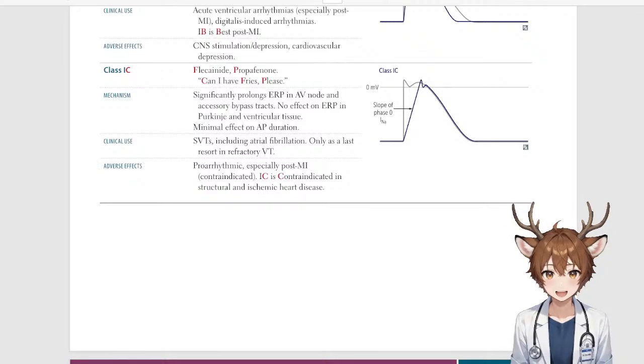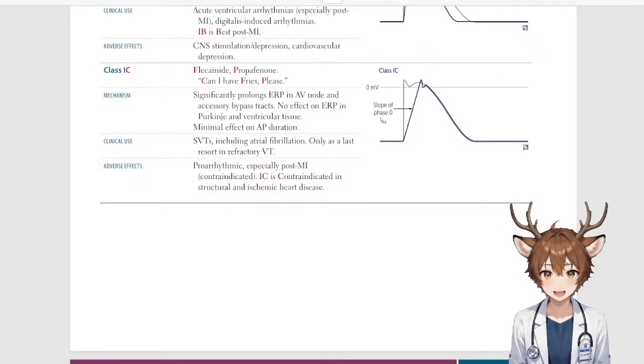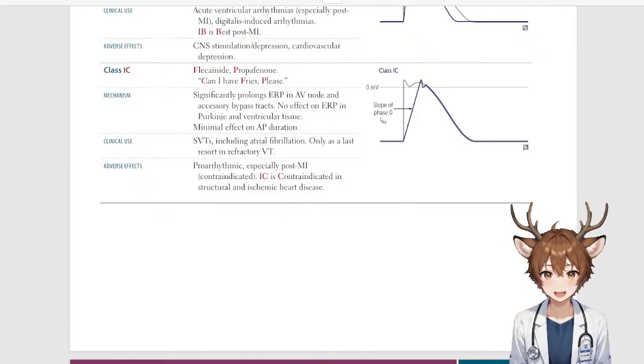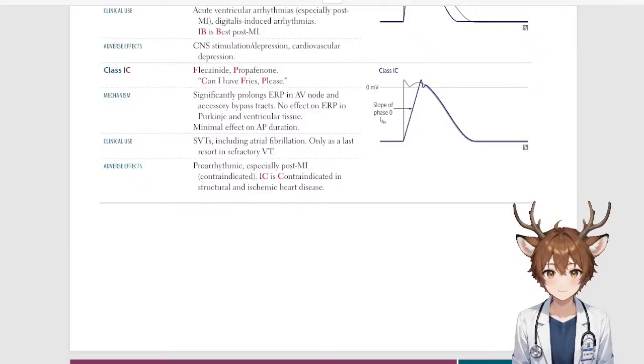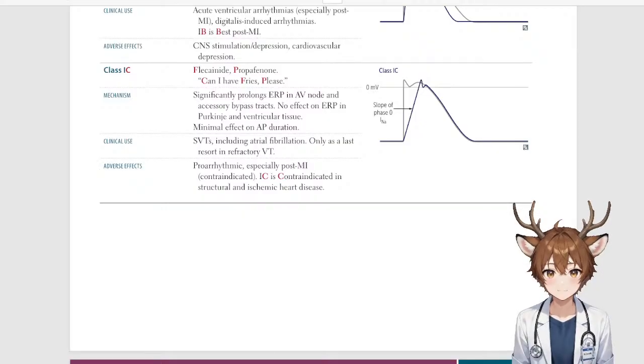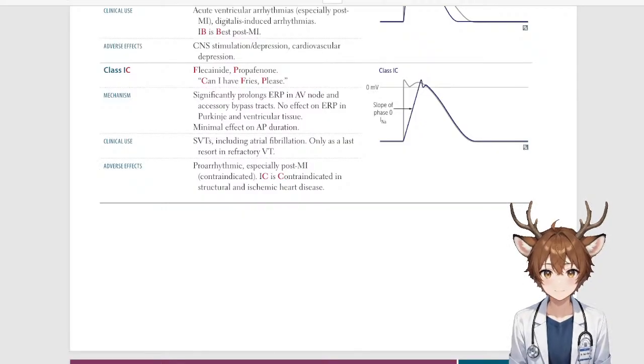Adverse effects for class 1C sodium channel blockers: it's proarrhythmic, especially post-MI, so it's contraindicated post-MI anyways. Class 1C is contraindicated in structural and ischemic heart disease. So for 1C, you don't want to use it for post-MI, but for 1B, which is kind of the opposite, you do want to use it for post-MI. Potentially, right?